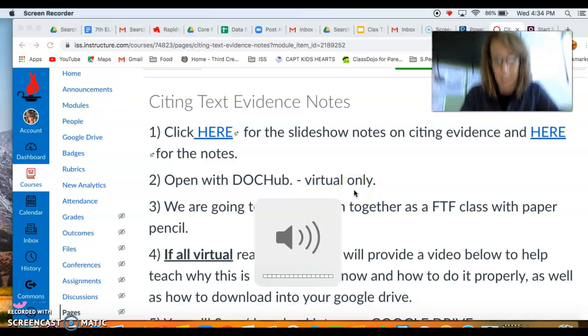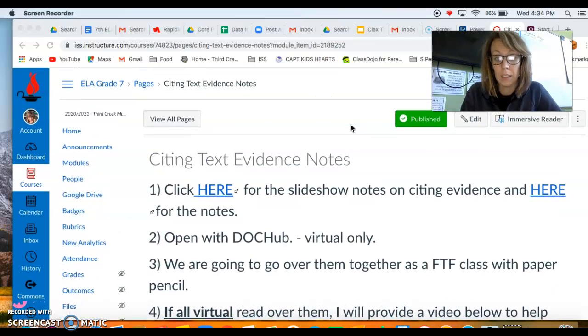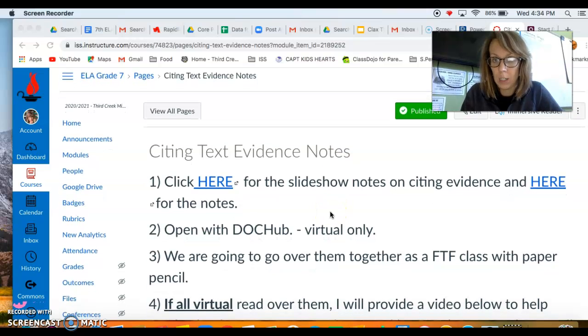Hey class, this is for the citing text evidence notes. As you can see on this slideshow, this is your Canvas page for citing text evidence. We are going to go over the slideshow notes about citing evidence and what that actually looks like.